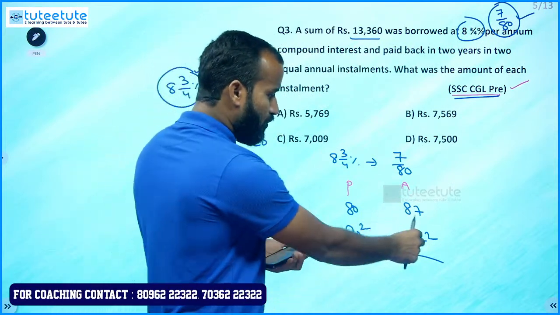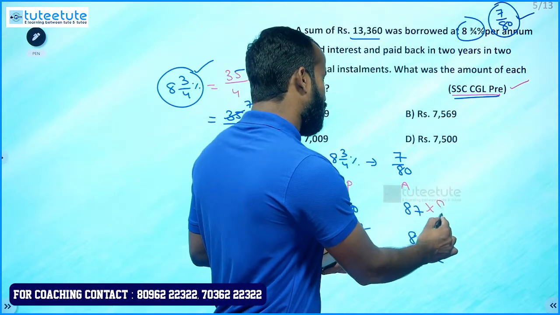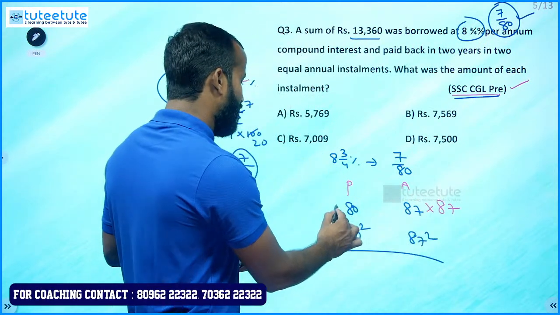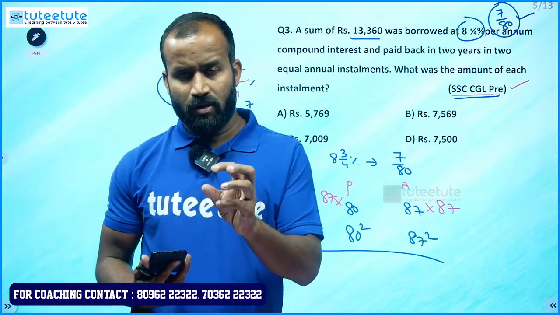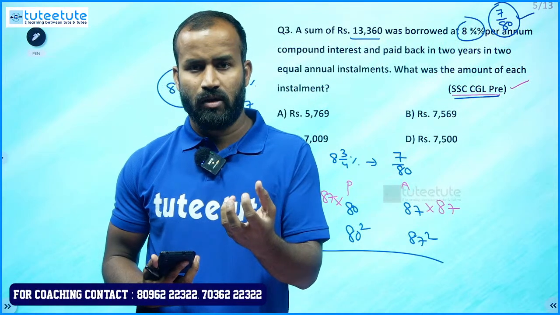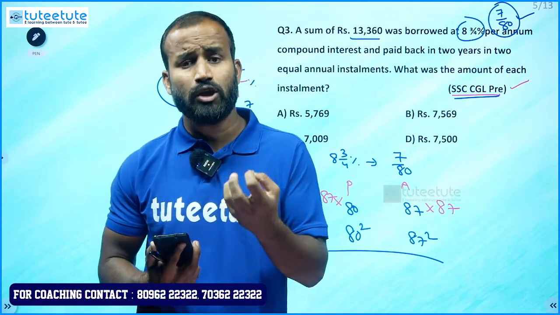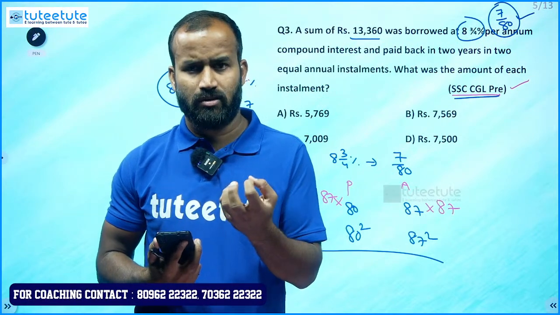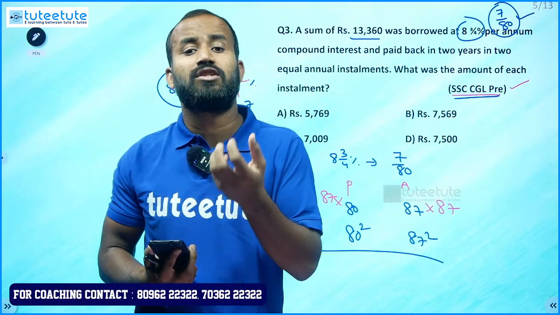Sir, here 87 square is there. Here also we have to make 87 square, which means we have to multiply with 87. Here also we have to multiply with 87. This problem is purely calculation based. Even if you know the concept, you have to know proper calculation. If you don't, this problem is going to waste your time.